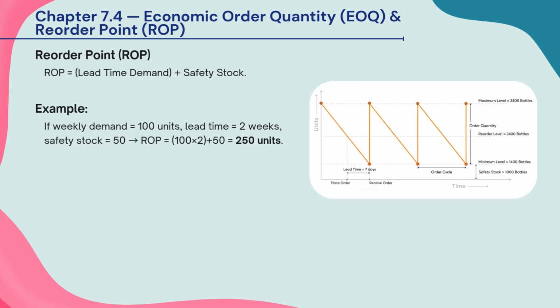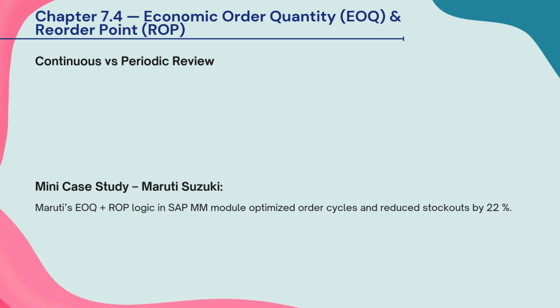The reorder point, ROP, is the inventory level at which a new order should be placed to avoid stockouts. It is calculated as ROP equals lead time demand plus safety stock. For example, if weekly demand is 100 units, lead time is 2 weeks, and safety stock is 50 units, the ROP would be 100 times 2 plus 50, equals 250 units. This means the order should be placed when inventory reaches that level to ensure no stockouts occur during the lead time.